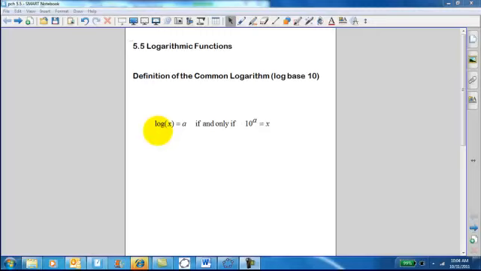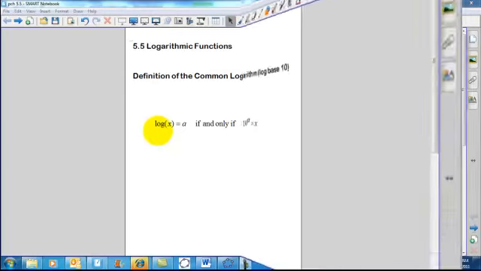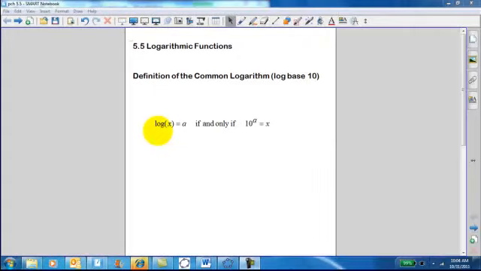First, we're going to start off with the definition of a common logarithm, log base 10. This is the one that's on your calculator. It's very easy to find. Common log of x equals a if and only if 10 to the a equals x. So it's this missing power in between here.